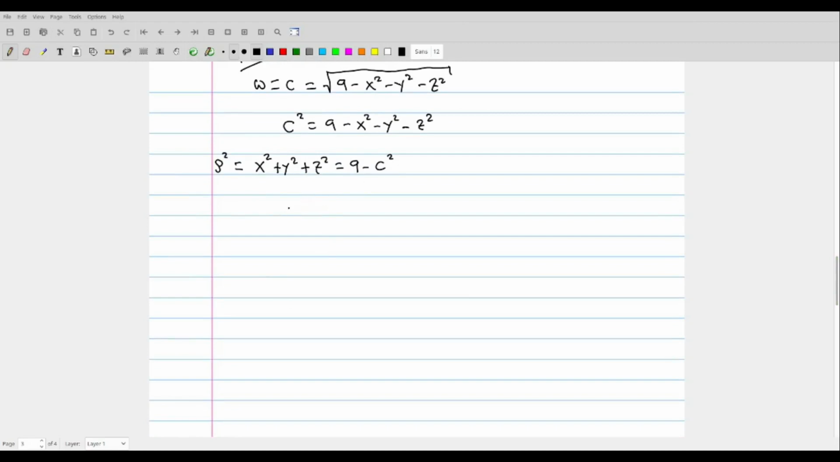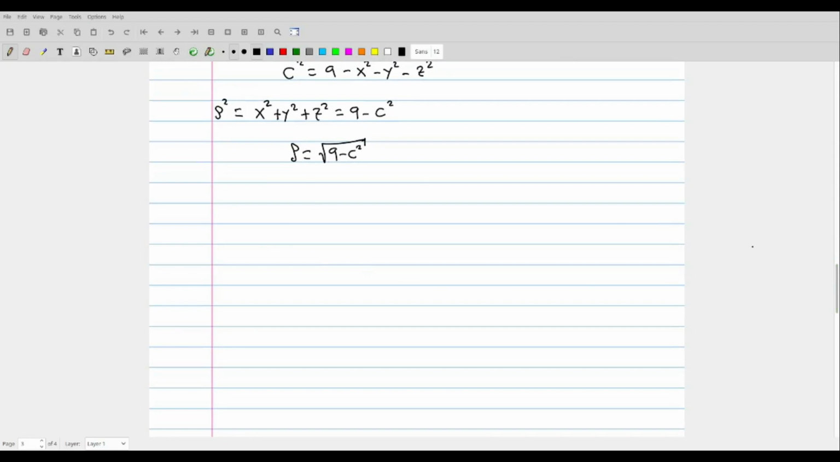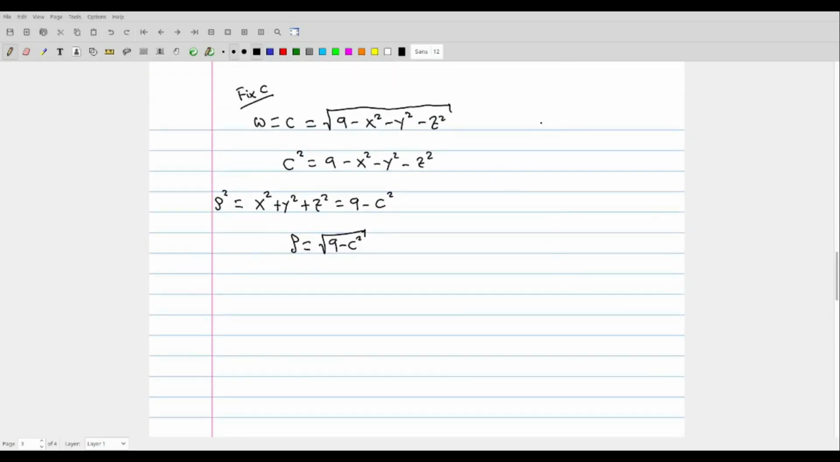So that means that for a fixed value of c, rho is equal to the square root of 9 minus c squared. So what that means is that we get a sphere of radius square root of 9 minus c squared for any fixed value of c. So sure enough, when we go through and plot this out, say, for different values of c, for argument's sake, we'll take c equal to a couple of different values.